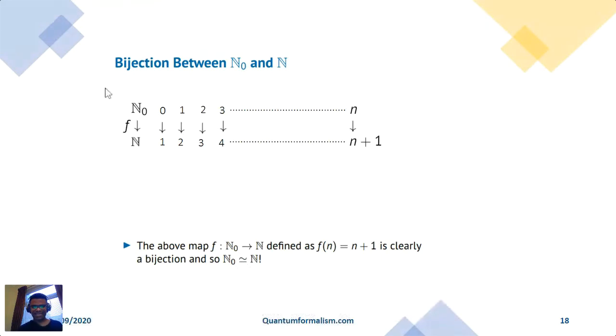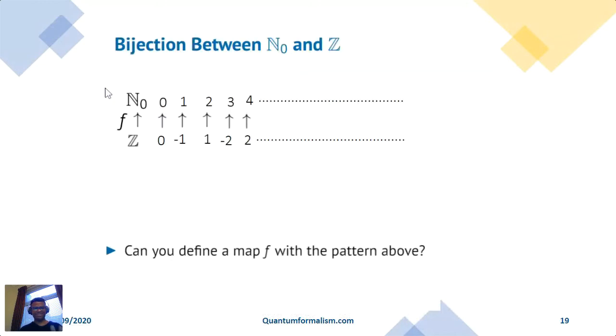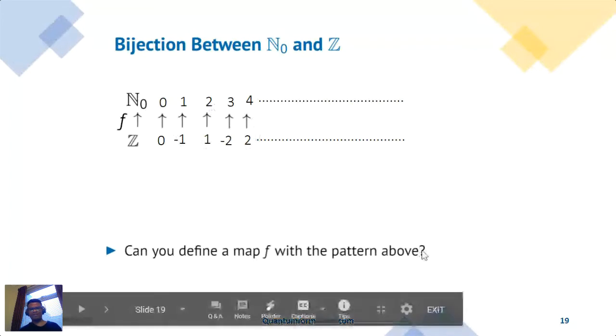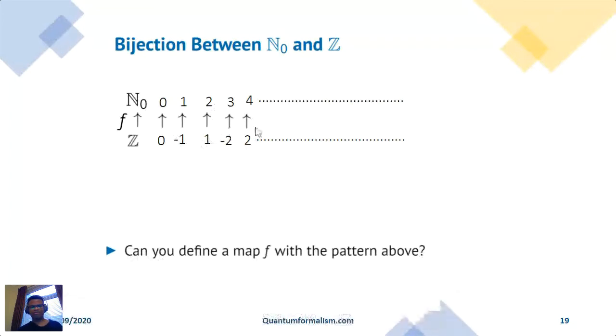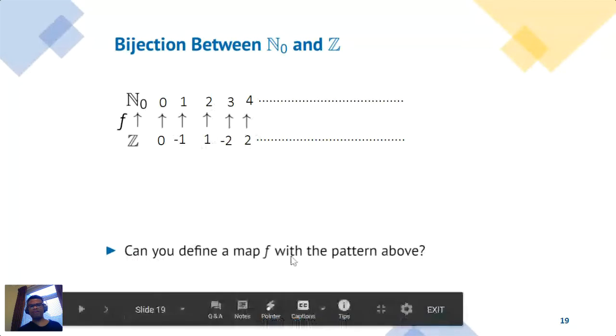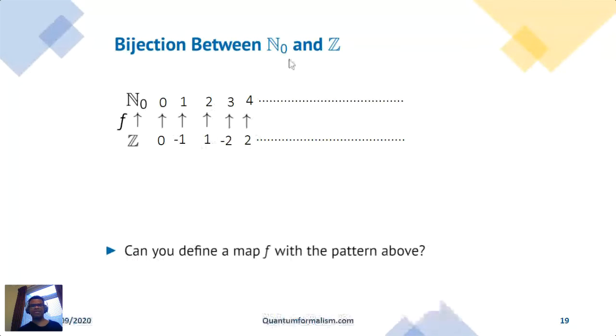With Z, we can do a similar thing, but I'll leave this as homework for you. Let's do the other way around. So you have 0, and then minus 1 is supposed to go with 1, and so on. It's also possible. So as homework, I want you to find what corresponding function could do this, or even better, find another bijection between N and Z.